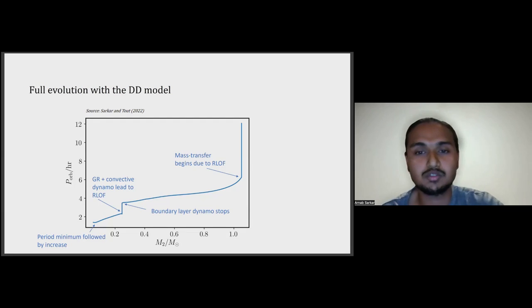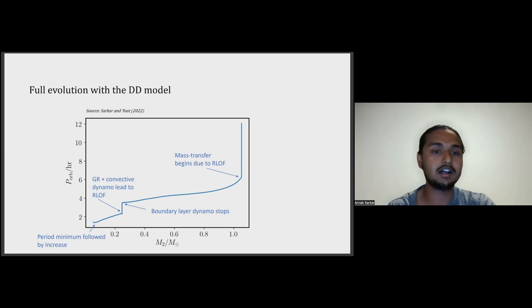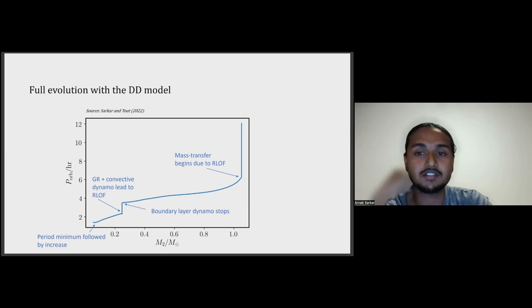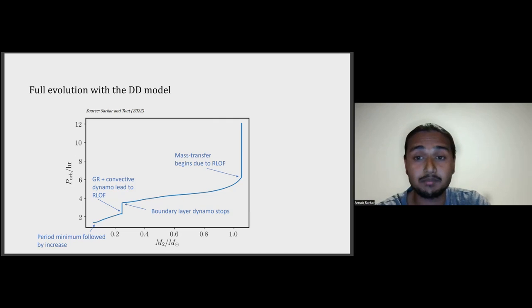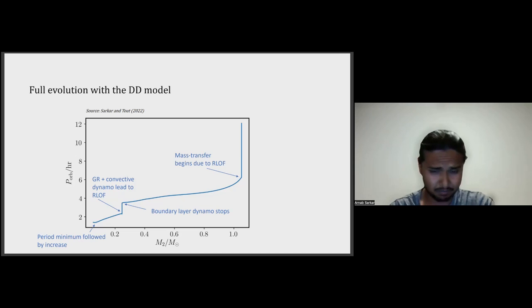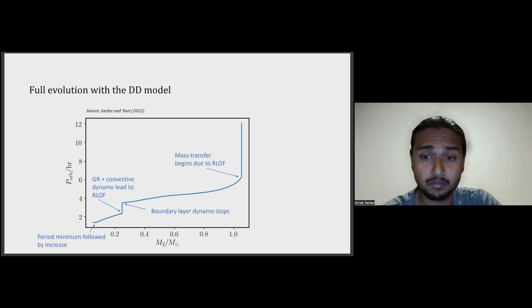So let me explain how the system evolves in the orbital period-donor mass plane. We start with a 1 solar mass donor and a 1 solar mass white dwarf with a 12-hour orbital period, and let the system evolve with the DD model. So the system evolves from right to left, where first the orbit just shrinks, till this point where Roche lobe overflow begins for the first time.